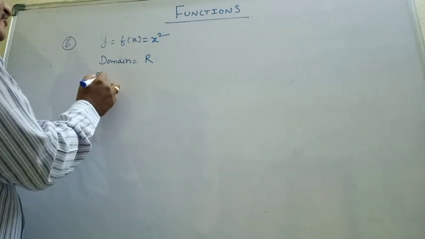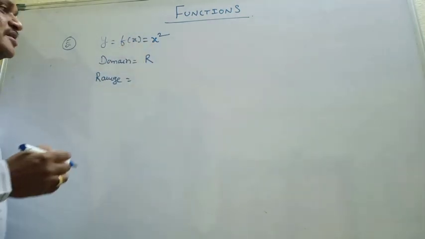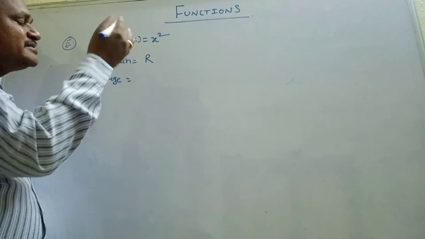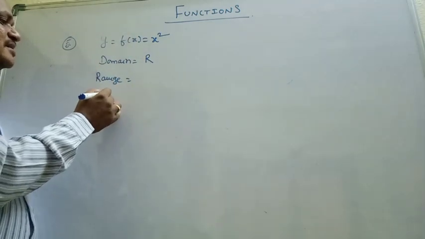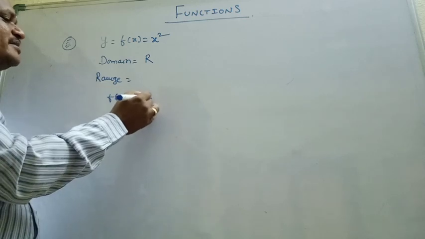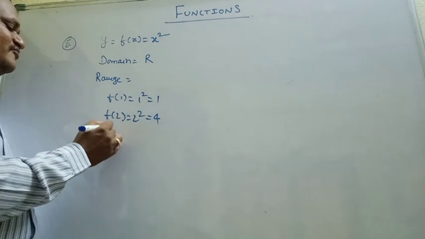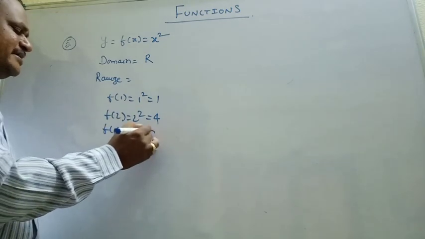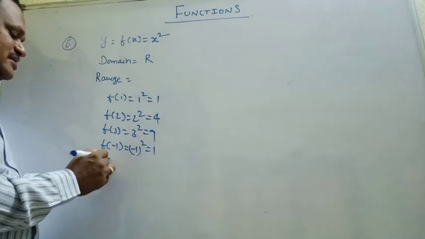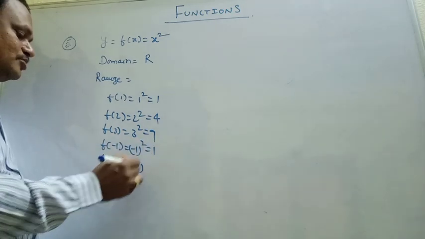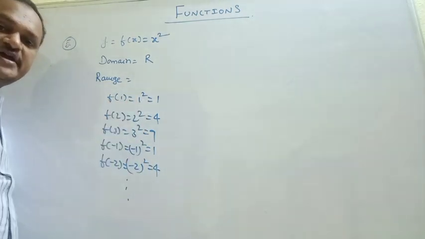What is the range of it? Range means what are the output values you are going to get. For x square, if you apply any number, you see here, for example, f of 1 is 1 square, that is 1. f of 2 is 2 square, that is 4. f of 3 is 3 square, that is 9. f of minus 1 is minus 1 square, that is 1. f of minus 2 is minus 2 whole square, that is 4. Any negative value you give also turns out to be a positive value.